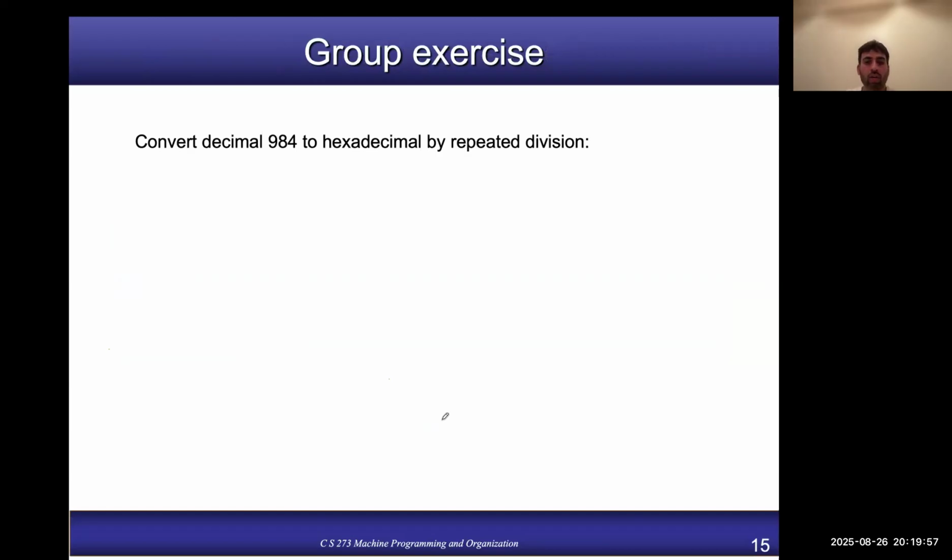Okay, now I want you to do this exercise, which is basically to convert the decimal number 94 to hexadecimal by repeated division. I can give you 2 minutes to complete this one. And when you are done, please let me know.